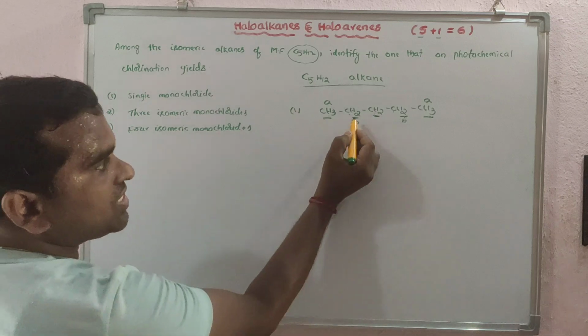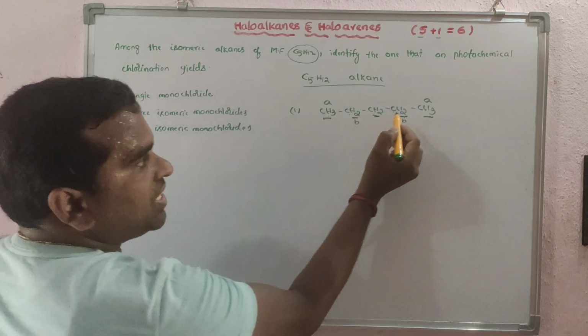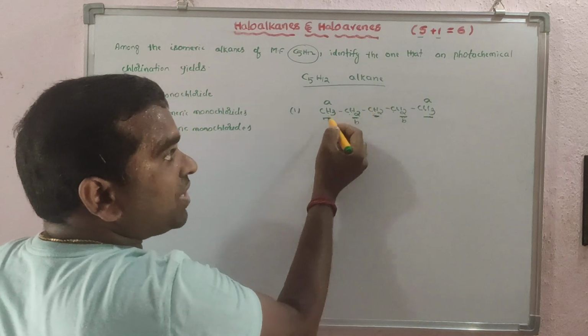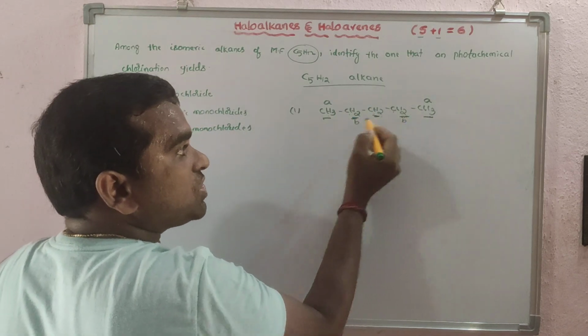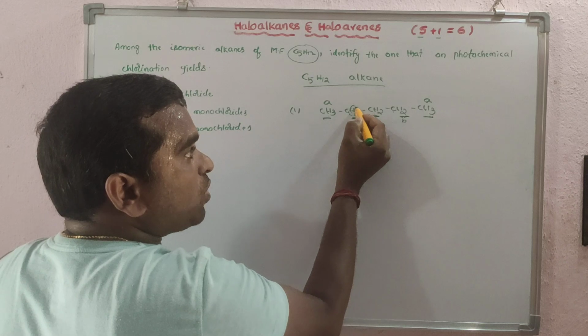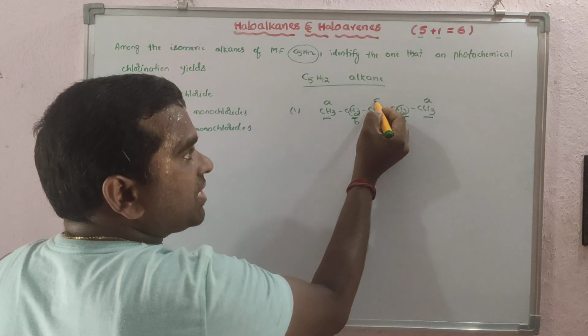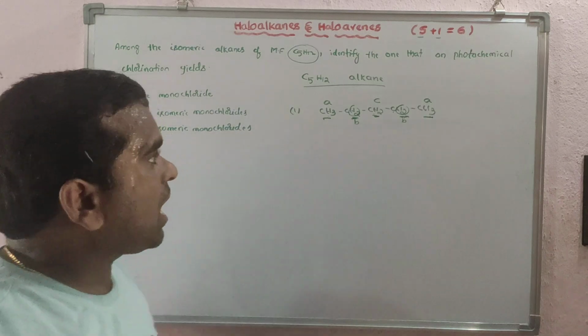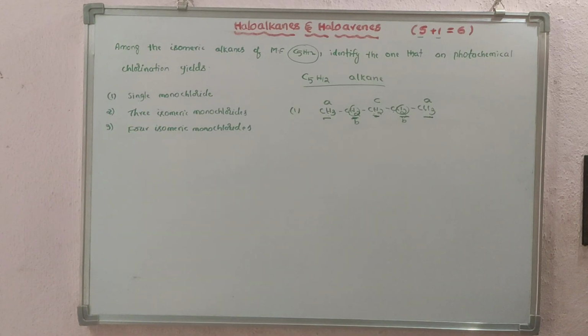Different. Why? You see, this CH2 is attached to CH3, this CH2 is attached to CH3. But this CH2 is not attached to any CH3, it is attached to CH2 and CH2. So that's why these two hydrogens and this one are different. So it is a C type hydrogen. So in this compound, how many types of hydrogen atoms are present? Totally 3 types of hydrogen atoms.